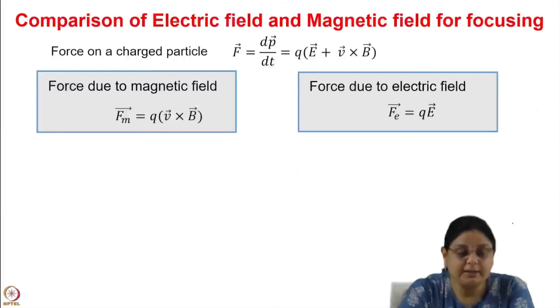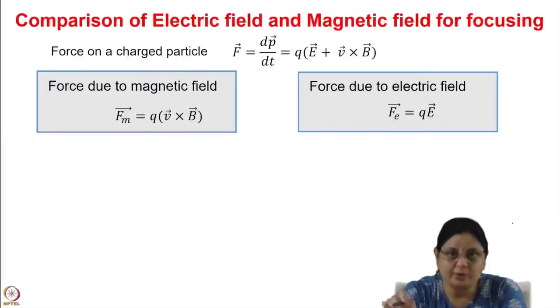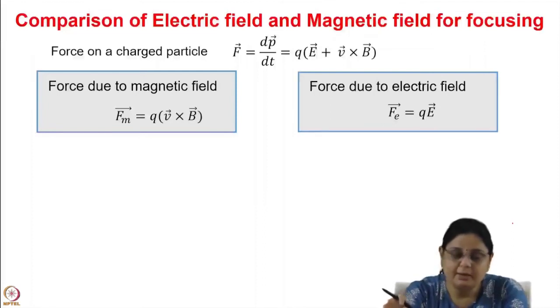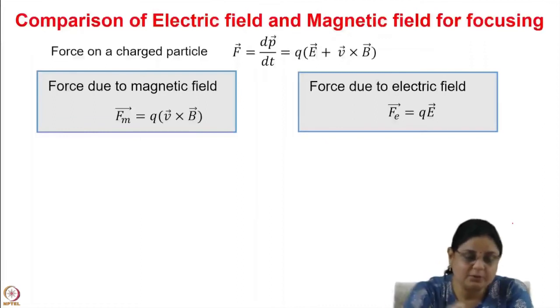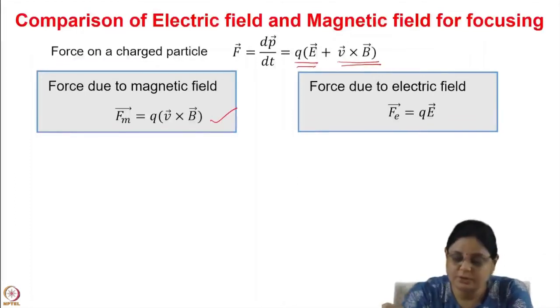Okay, let's compare the electric field and magnetic field for focusing. We've seen they can both be used for focusing. Let's compare both the electric and magnetic fields. So again, coming back to the Lorentz force, the force on the charged particle is QE plus QV cross B. Out of this, this is the force due to the magnetic field, and this is the force on the charged particle due to the electric field.